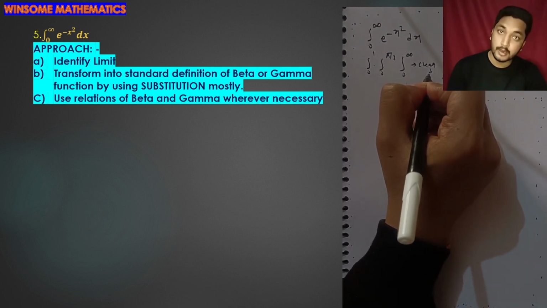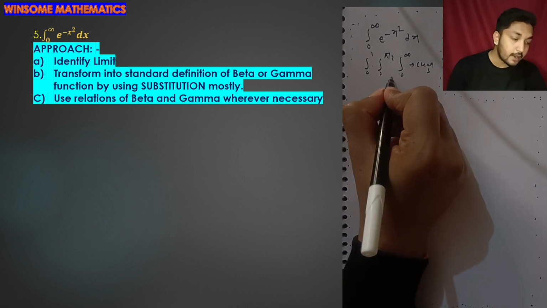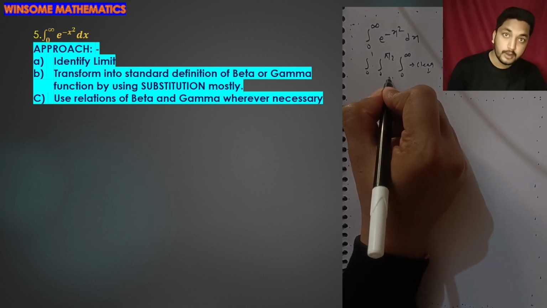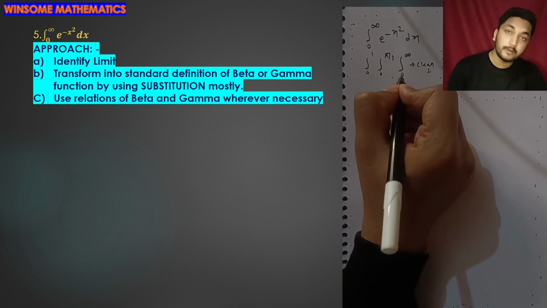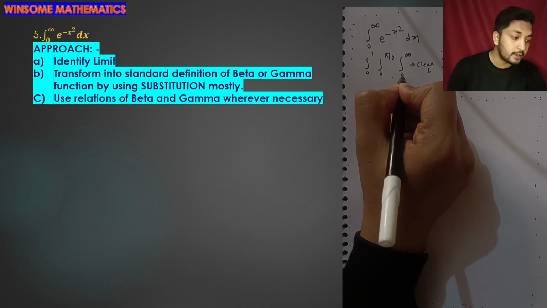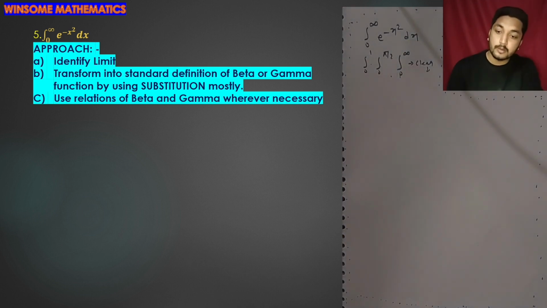But how is this clear? Because we had a definition of the beta function in the limit 0 to infinity and also the gamma function in the limit 0 to infinity. So let's come to the second point: transform into the standard definition of beta or gamma. Clear? The standard definition is the main definition of beta or gamma, so we have to keep it in mind.